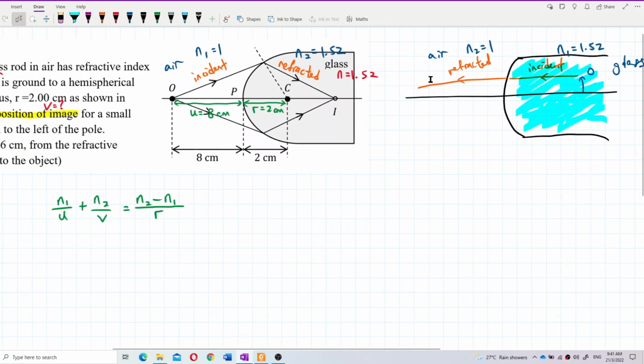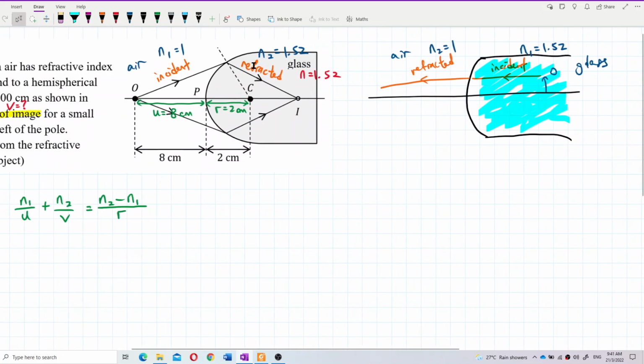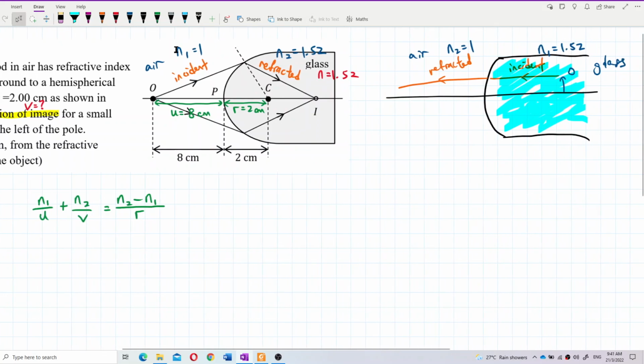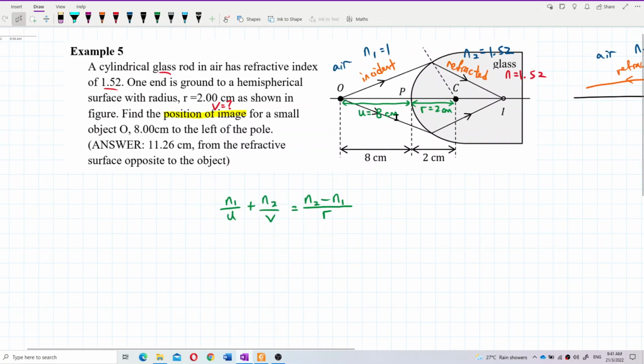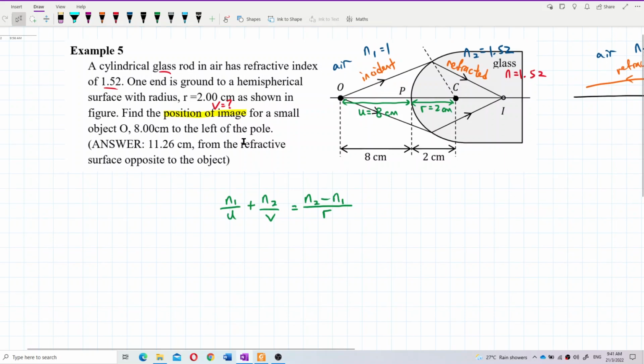So you need to see the light comes from where to where. That's all to determine N1 and N2. N1, N2, and then this one is N2, N1. All right. Coming back to here, we already know which one is N1, N2. N1 is where the incident ray is. N2 is where the refracted ray is.